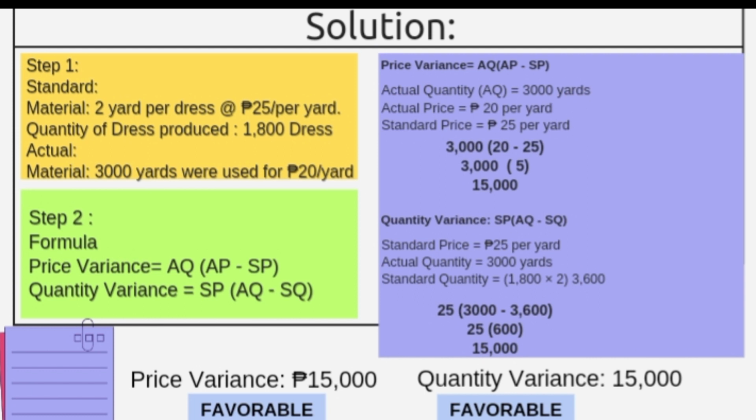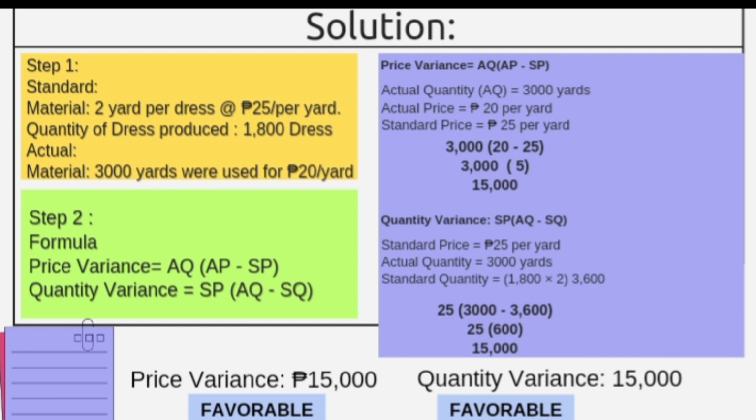For step 1, you need to identify the given information to be able to solve more accurately. And then for step 2, identify the formula. For price variance, the formula is actual quantity multiplied by actual price minus standard price. And for quantity variance, it is standard price multiplied by actual quantity minus standard quantity.